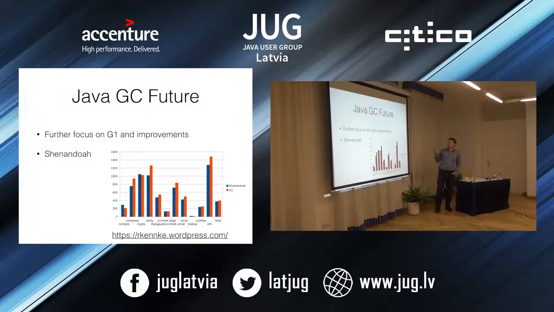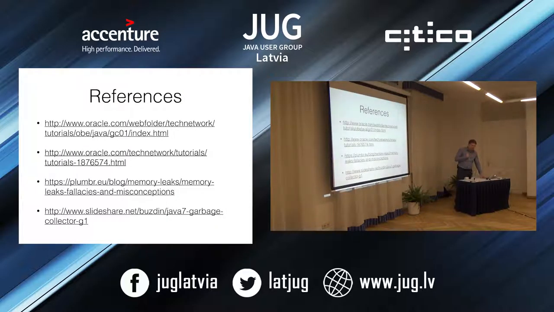Speaking of the Java GC future, the Java development process is becoming more and more transparent, I would say. G1 is the focus right now. It will probably be improved again in JDK 10. And there's another GC algorithm, which I don't know how to pronounce. It claims to be a little bit more performant than G1. It's only the beginning, so maybe in JDK 10 there will be another cool GC algorithm shipped. So that's probably it.